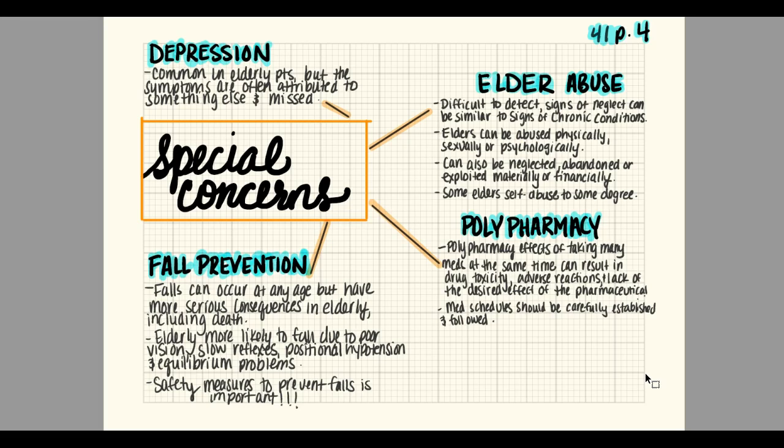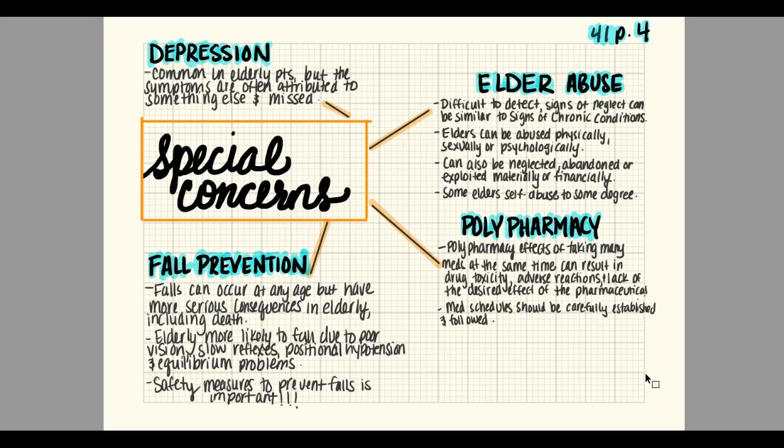Fall prevention. Falls can occur at any age, but they have much more serious consequences in the elderly, up to and including death. The elderly are more likely to fall due to poor vision, slow reflexes, positional hypotension, and also equilibrium problems. So safety measures are very important to prevent falls, because we don't want any broken bones, we don't want anybody to die from falling, and it takes a long time for an elderly person to recover from a fall because of the severity of the effect of a fall on an elderly person. So if you are around an elderly person, make sure that you are taking double care to prevent falls.